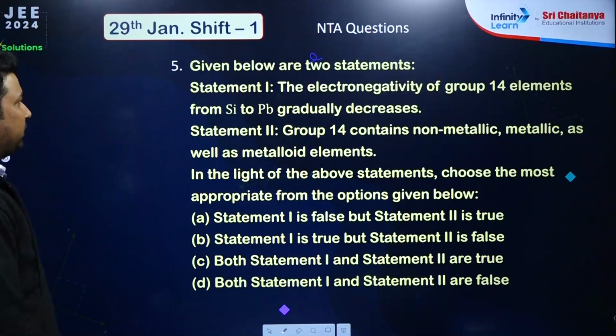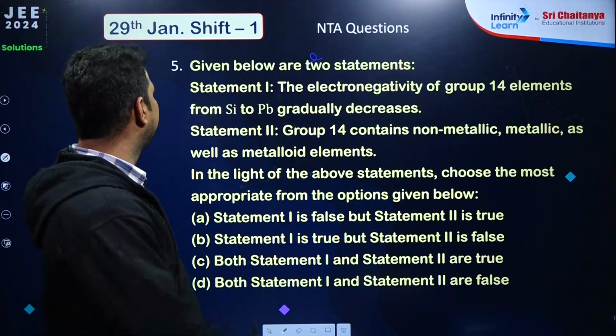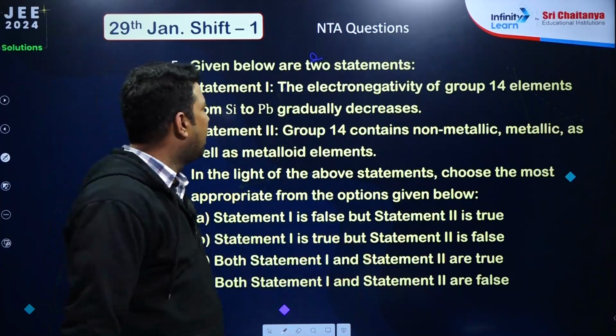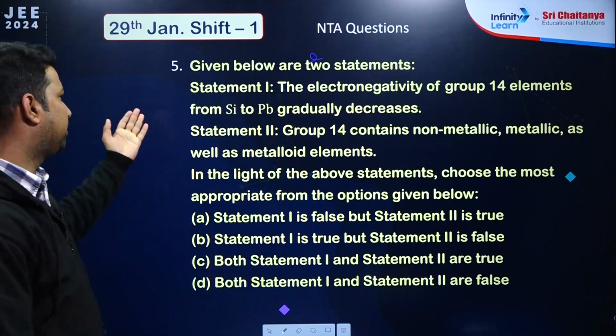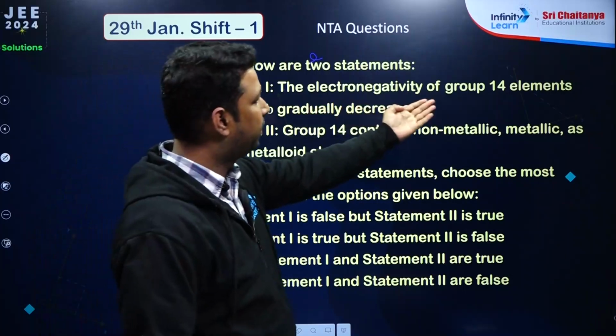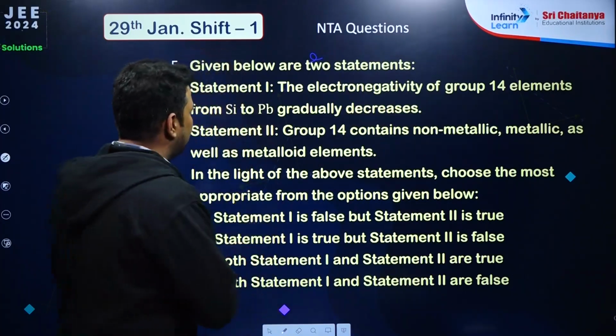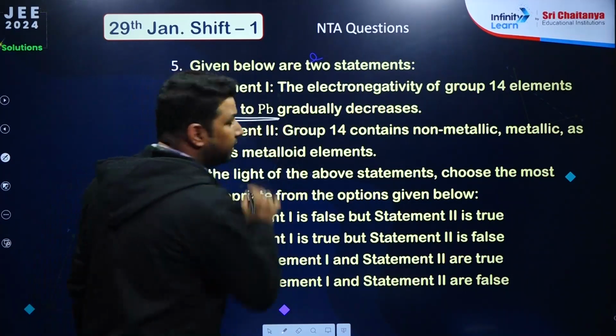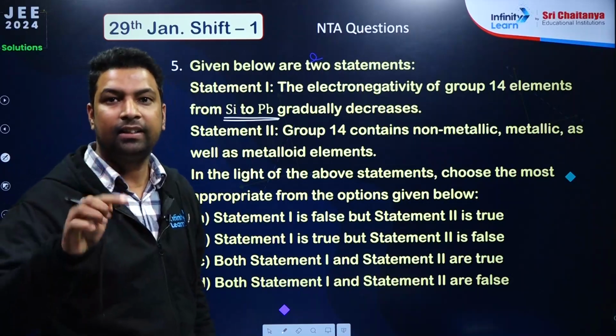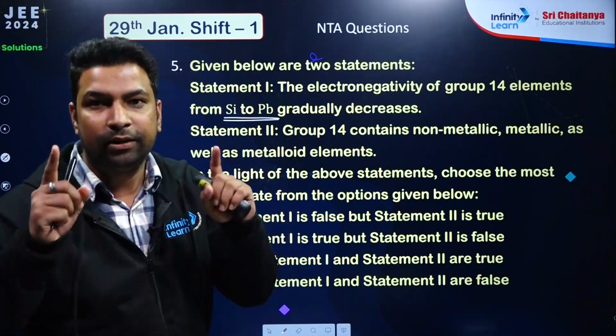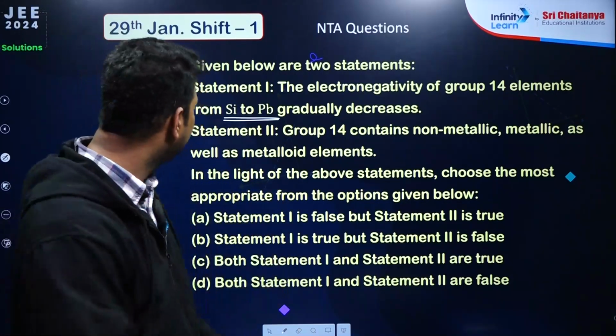Okay, come to the next question, question number 5. Given below are 2 statements. The first is about the electronegativity of group 14 elements from silicon to lead. Again, NCERT is very important. The table given in NCERT is very important for this question.